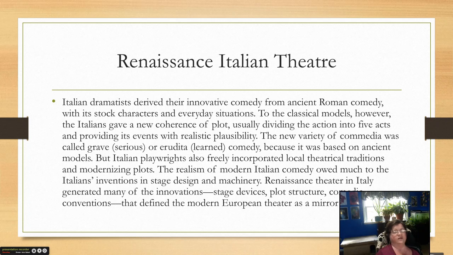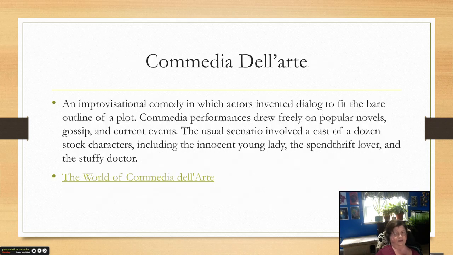The realism of modern Italian comedy owed much to the Italians' invention of stage design and machinery. Renaissance theater in Italy generated many of these innovations: stage devices, plot structure, and comedy conventions that define the modern European theater as a mirror of reality.